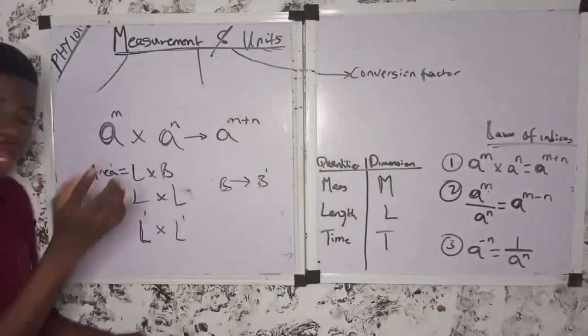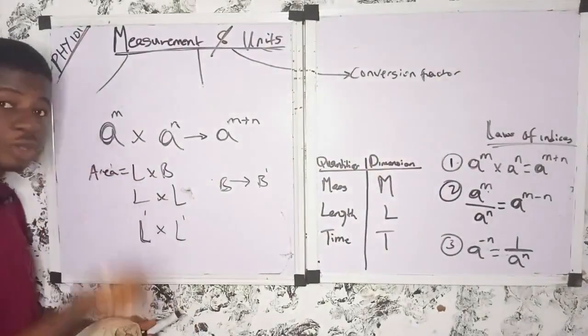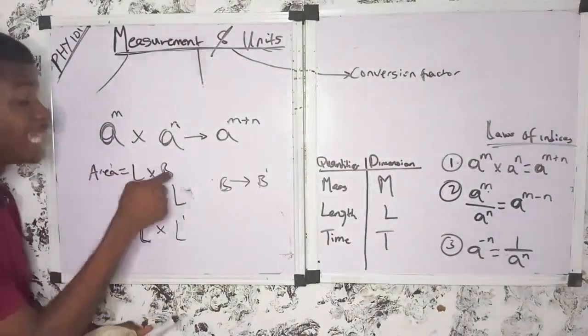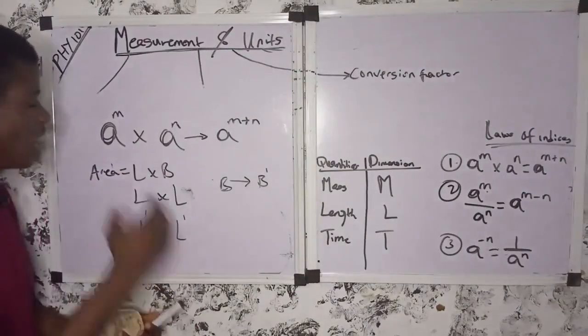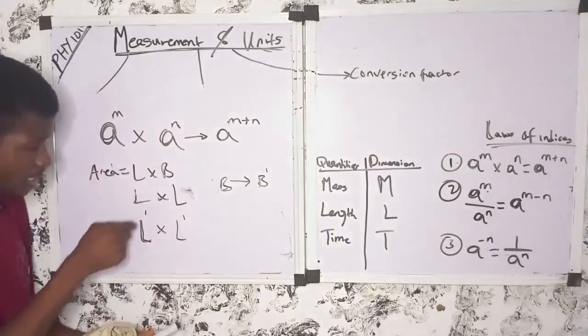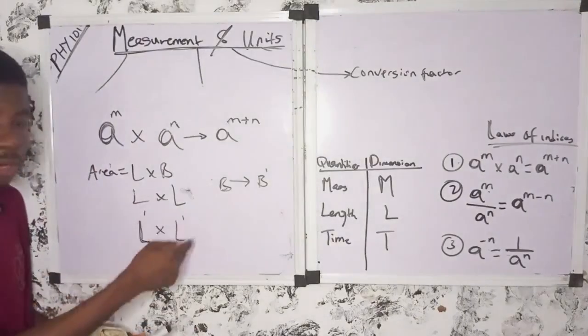So let's say for area, let's use area as an example. Area is length times breadth. The dimension of length is capital letter L. The dimension of breadth is what? Still capital letter L. I've explained that to you guys, okay? This one is still the same thing as this, okay? L is power 1, L is power 1, okay?